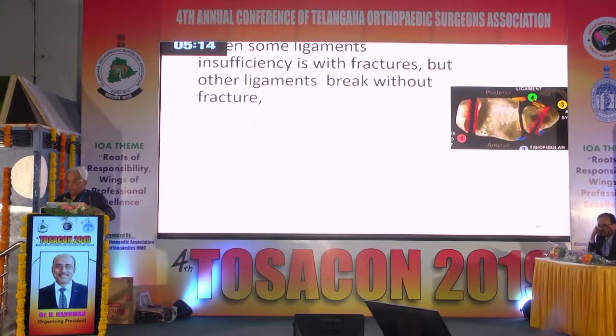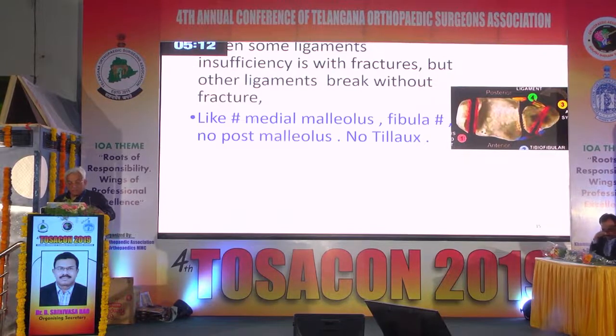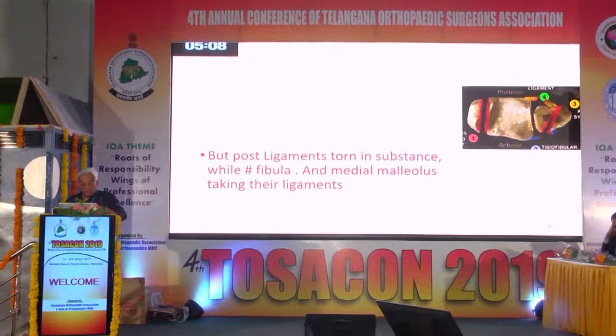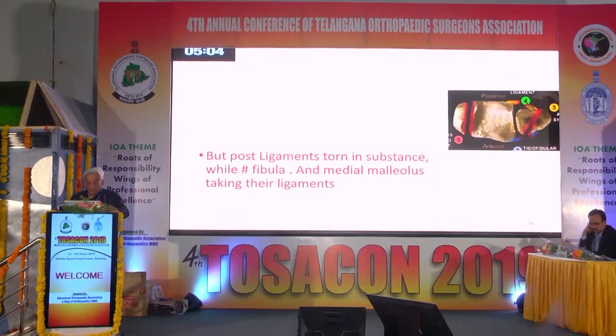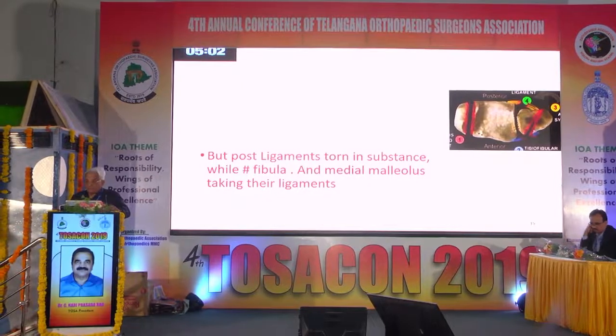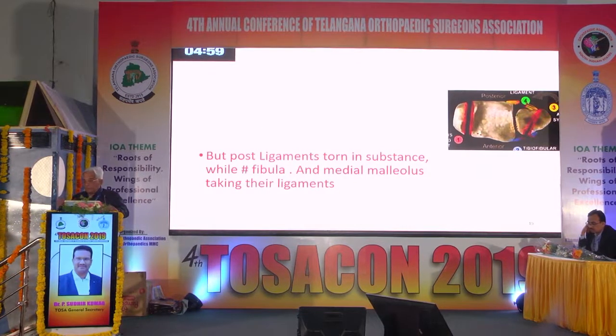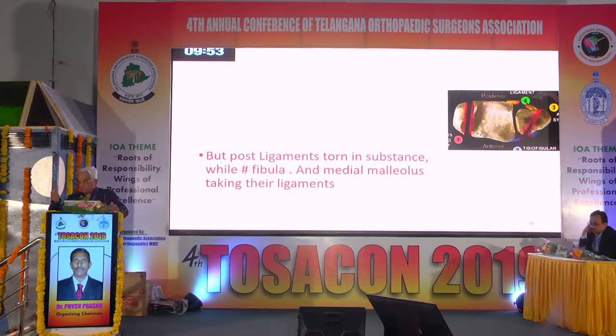So in order to heal those ligaments, like with a medial malleolus and fibula fracture, and there is no Tillaux, so there is no posterior malleolus. So both posterior ligaments are torn in substance, while the fractured fibula and medial malleolus take the ligaments. So you fix the fibula, you fix the interosseous membrane. You fix the medial malleolus, you fix the medial deltoid ligament. But the other two ligaments are only ligament ruptures. You cannot stitch them up because it doesn't work.